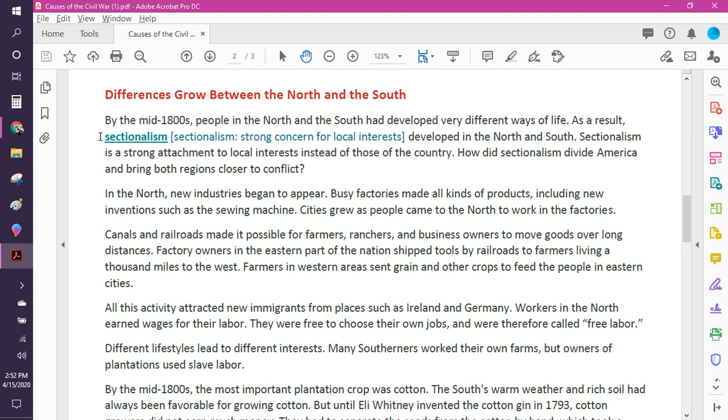Canals and railroads made it possible for farmers, ranchers, and business owners to move goods over long distances. Factory owners in the eastern part of the nation shipped tools by railroads to the farmers living 1,000 miles to the west. Farmers in the western areas sent grain and other crops to feed the people in the eastern cities.